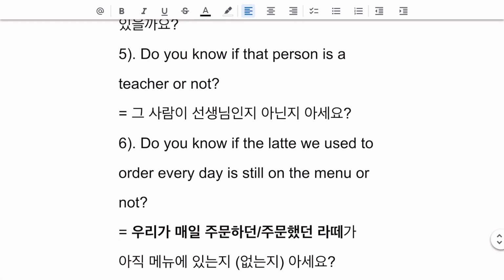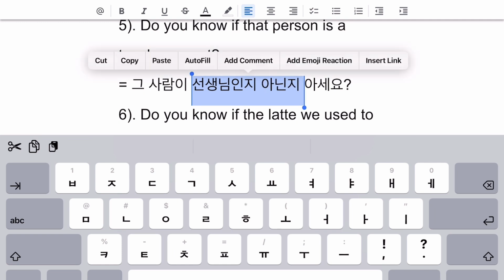Moving on. Do you know if that person is a teacher or not? 그 사람이 선생님인지 아닌지 아세요? So yes, just have teacher or not. 인지 아닌지 is the opposite of 인지, so we just doubled up on it.